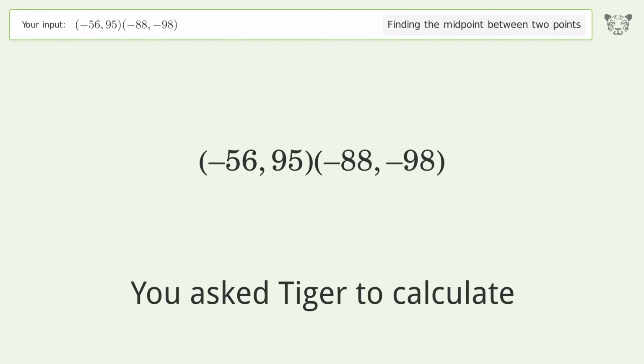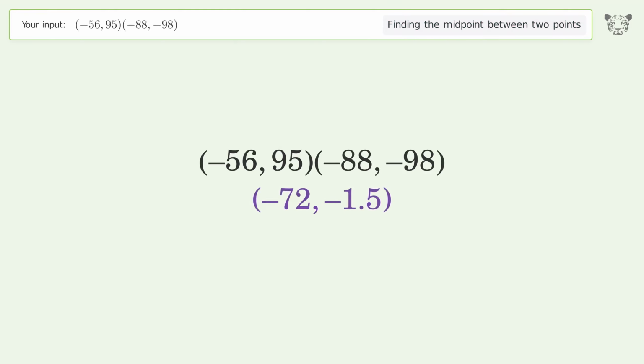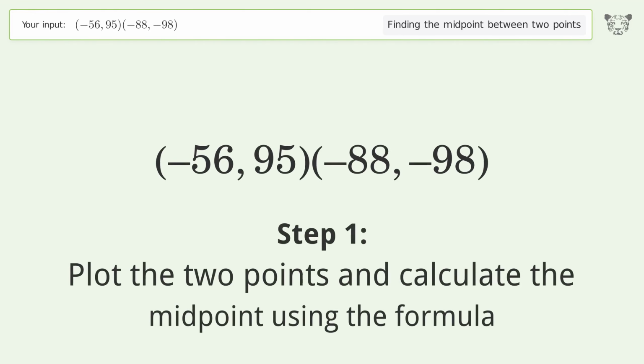You ask Tiger to calculate. This deals with finding the midpoint between 2 points. The midpoint between the 2 points is -72, -1.5. Let's solve it step by step. Plot the 2 points and calculate the midpoint using the formula.